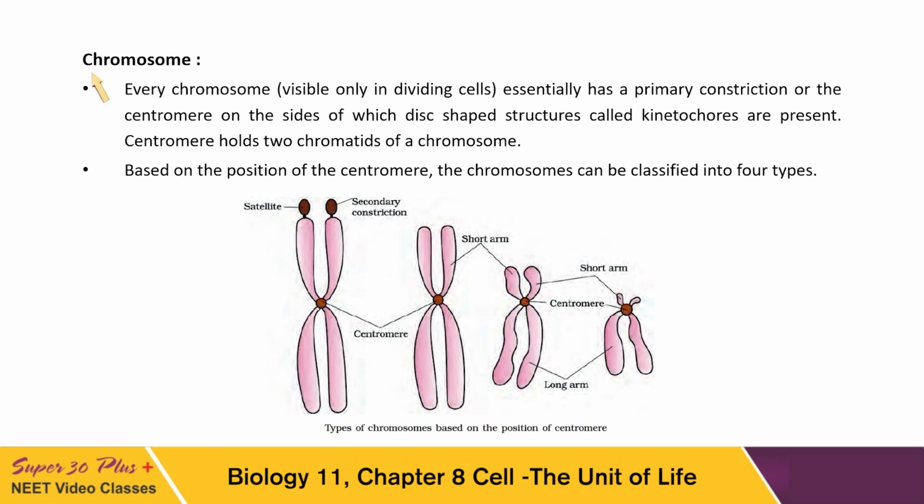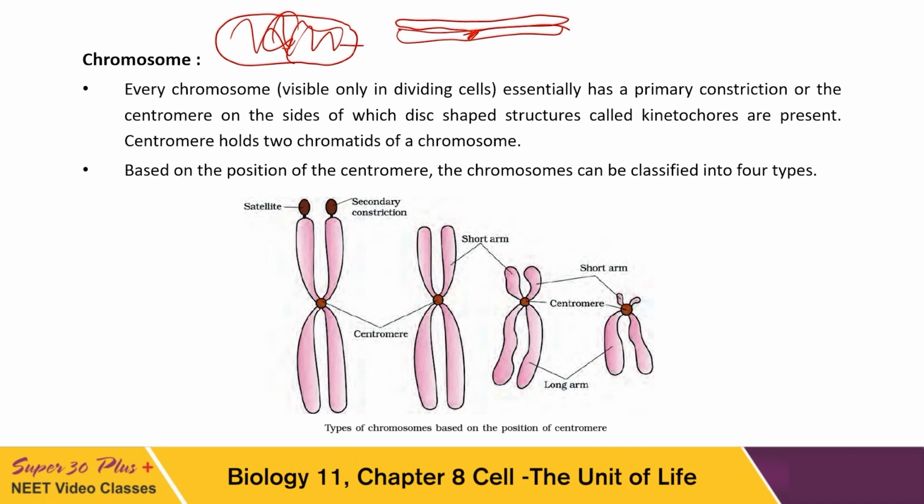That is, we have to say chromosome. Chromosome structure we have to see. I told you that this chromatin material of the interphase stage will divide into a definite number of segments, and these segments are known as chromosomes. Each chromosome is visible in a dividing cell, not in an undividing cell.